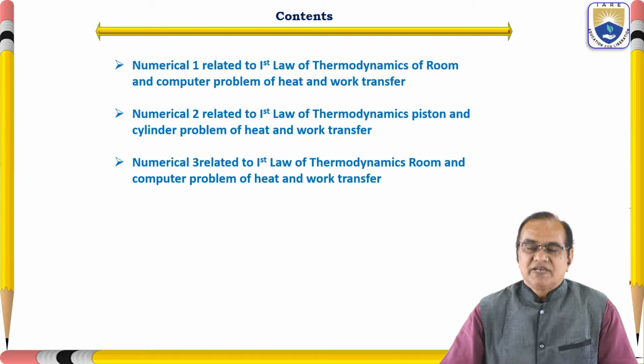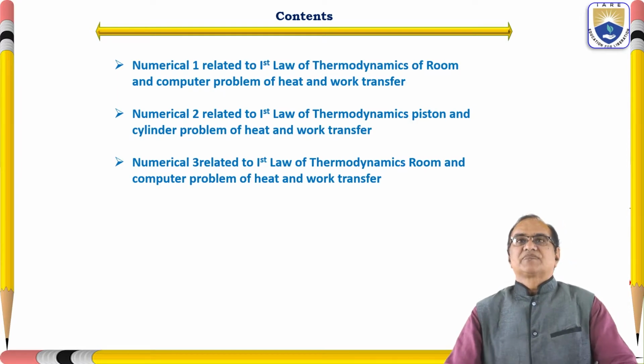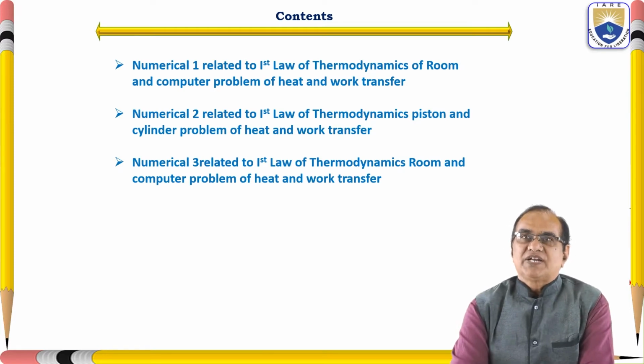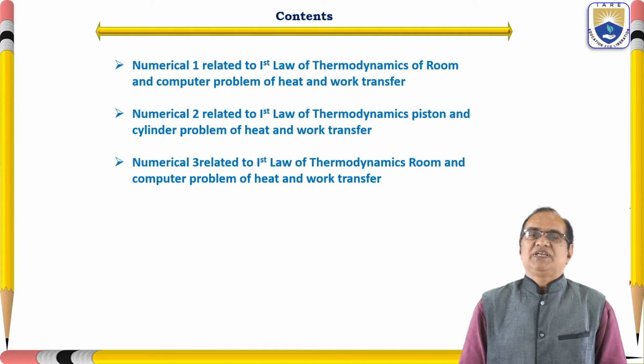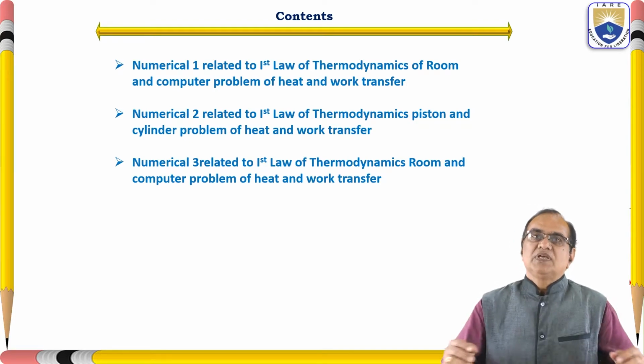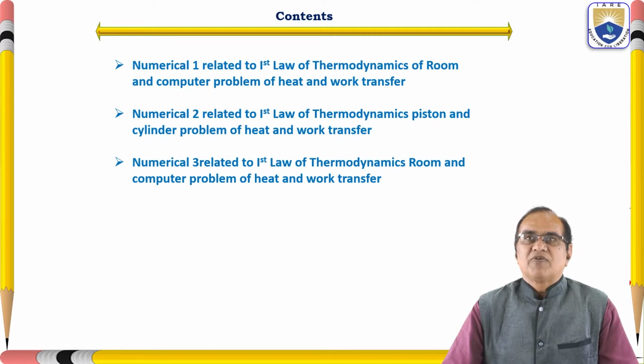In today's lecture, I am going to cover 3 numericals. Numerical number 1 is related to the first law of thermodynamics for a room and computer problem of heat and work transfer. Numerical 2 is related to the first law of thermodynamics for a piston and cylinder problem of heat and work transfer. And numerical number 3 is related to the first law of thermodynamics for a room and computer problem of heat and work transfer. So these 3 problems I am going to take in today's class.